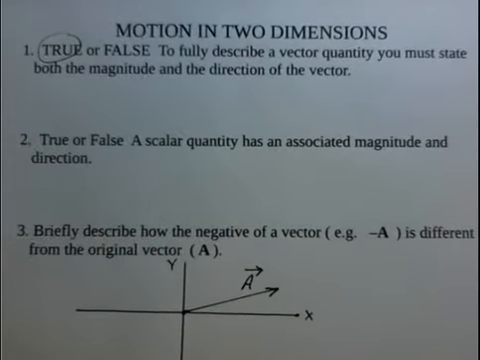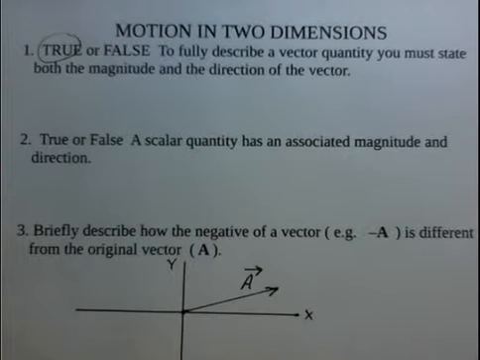A vector is completely described if we know the size, the magnitude, 5 meters per second perhaps, but that's incomplete. We need to tell the direction. 20 degrees from the x-axis, positive x-axis, etc. Okay, second one here.